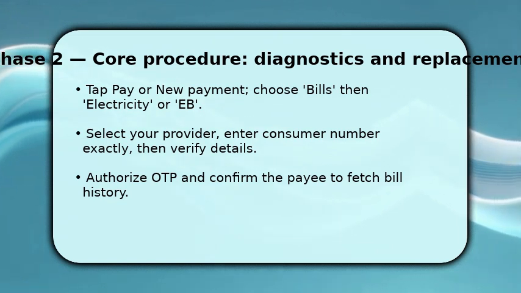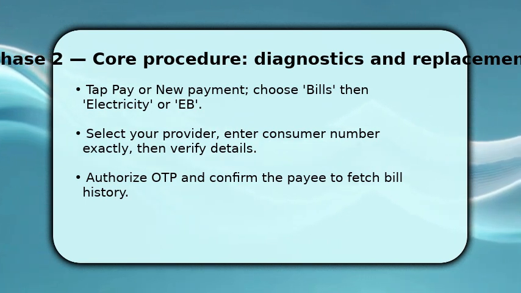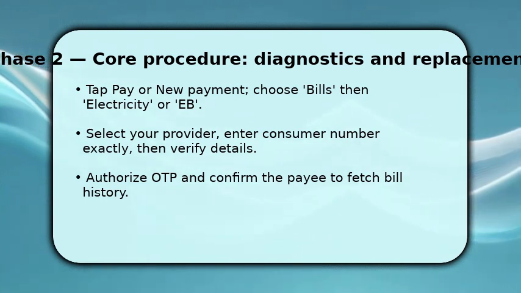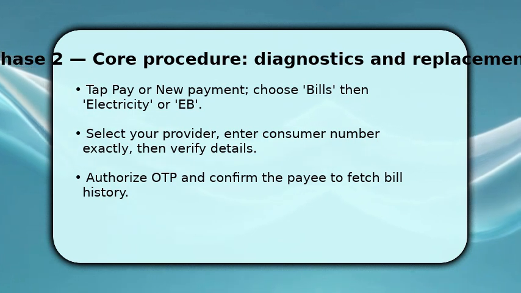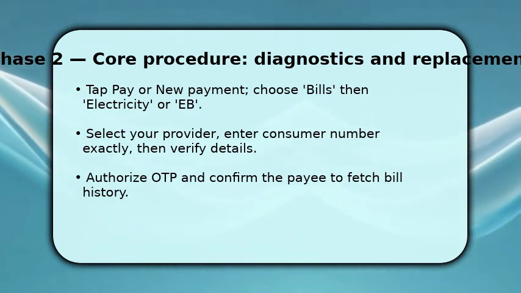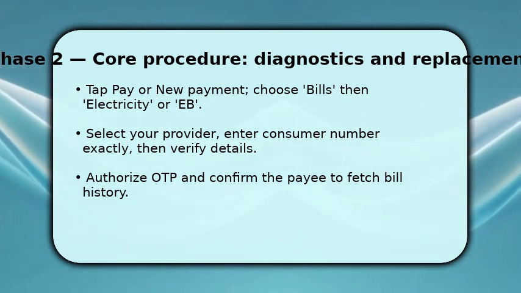When prompted, approve the OTP sent to your registered mobile. This confirms ownership and lets the app retrieve bill history. After confirmation, bills appear automatically. You can schedule or pay immediately, reducing manual entry errors.